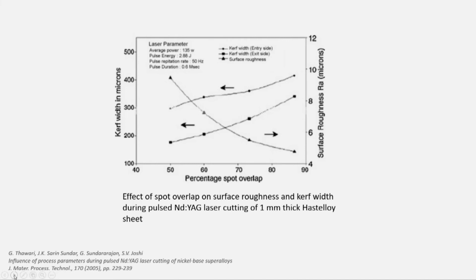Now, there is another interesting process parameter that we call the spot overlap. This spot overlap also affects the width of the curve, the quality of the laser processed material. What is the meaning of the spot overlap? Let us consider we are using a pulse laser. So, this is the first spot that we got, and now we are moving the laser in this direction in pulse mode.